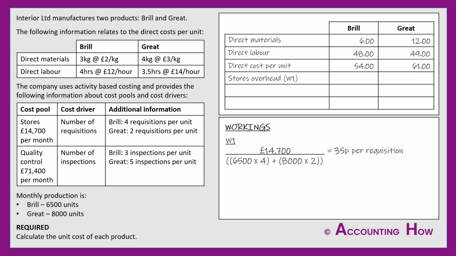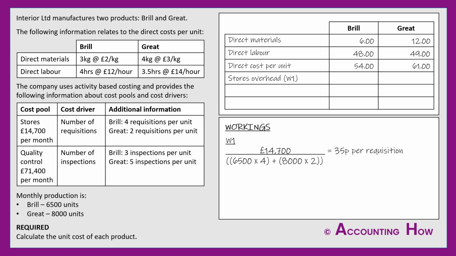And you can see once I divide that into the cost pool, the 14,700, it tells me that effectively it's costing 35 pence per requisition. And then using that, so that's the cost per driver, we can call that. Cost per driver, 35p per requisition. And now I can put that back into the cost unit.